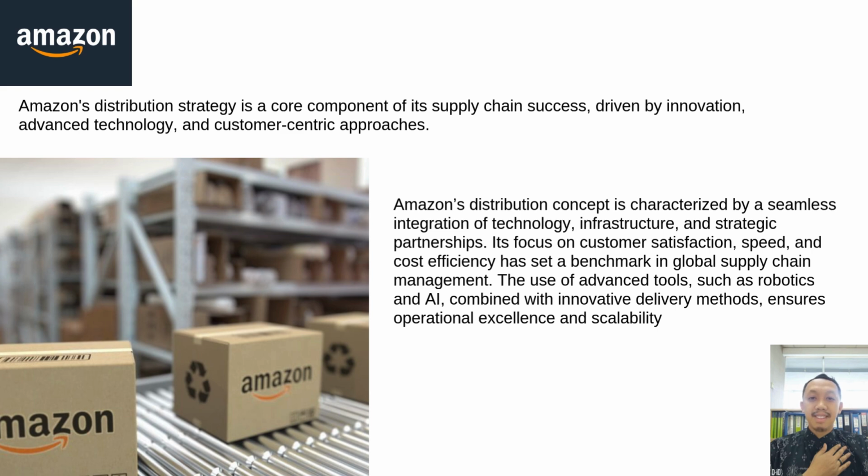4. Multi-tiered distribution network. Regional sortation centers consolidate packages for faster regional distribution. Prime Now hubs serve ultra-fast deliveries within hours. Amazon lockers provide self-service delivery and return points. 5. Global reach and scalability.